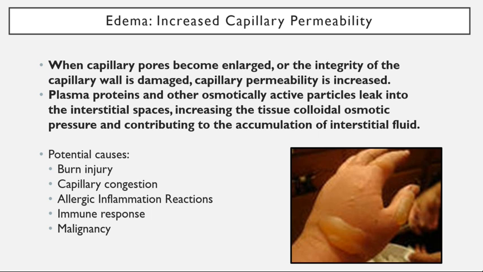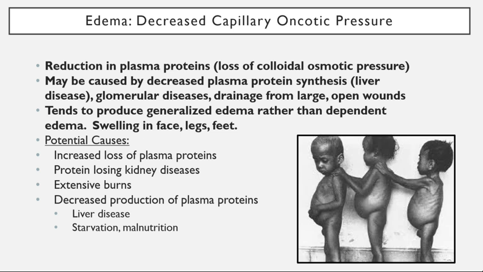Plasma proteins and other osmotically active particles leak into the interstitial space, increasing the tissue colloid osmotic pressure. So you're taking water out of the bloodstream and into the tissues additionally. That's three reasons why this is getting bad and why fluid builds up. Potential causes are things like brain injury, allergic inflammation, immune responses, and malignancies. That's the big thing causing that first problem.